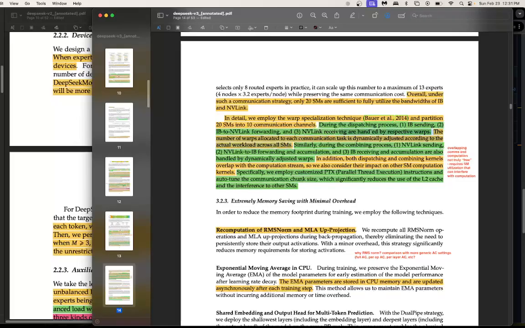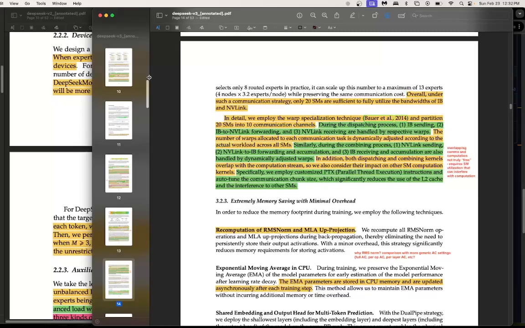So this is during the dispatching process. There are 3 stages: sending over IB, NVLink forwarding, and then NVLink receiving. These are all handled by respective warps, and this number is dynamically adjusted according to actual workload across all SMs. So this is, again, another instance of dynamically adjusting the characteristics of the actual computation and communication depending on workload, and not just relying on the compiler to hopefully make good decisions, and then looking at the profile of your traces and your communication and trying to overlap them more. It's actually algorithmically handling that at runtime, which is interesting.